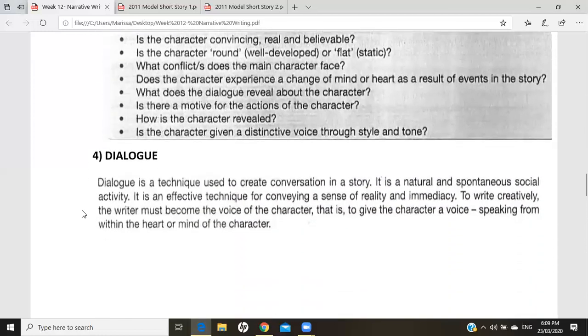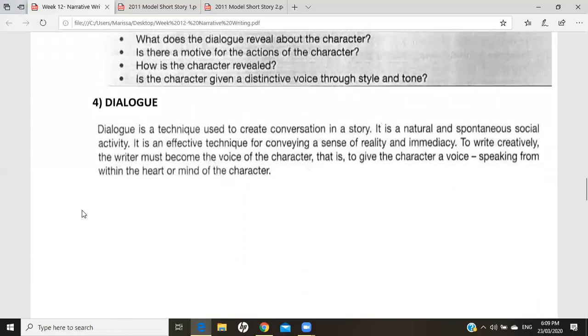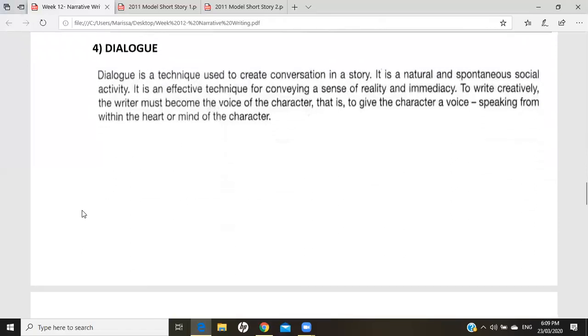The next technique is dialogue. So it says dialogue is a technique used to create conversation in a story. So at some point in time, you must make the characters talk, right? The way we bring the characters to life in the story is through dialogue, so we have to make them talk. You can't just write an entire story and no one is talking to each other. Then the story won't be believable. So in order to bring your characters to life, you have to make them talk.